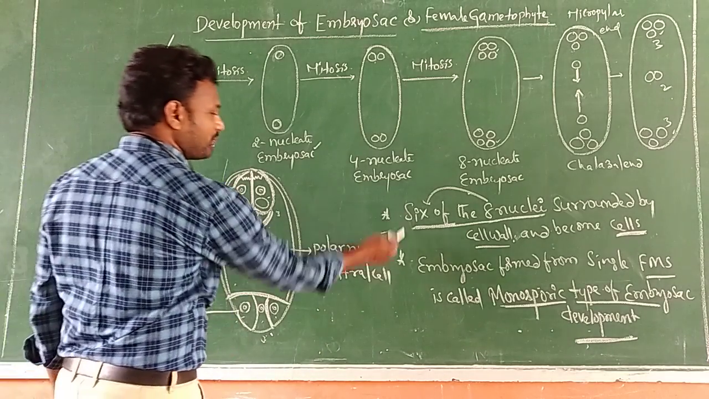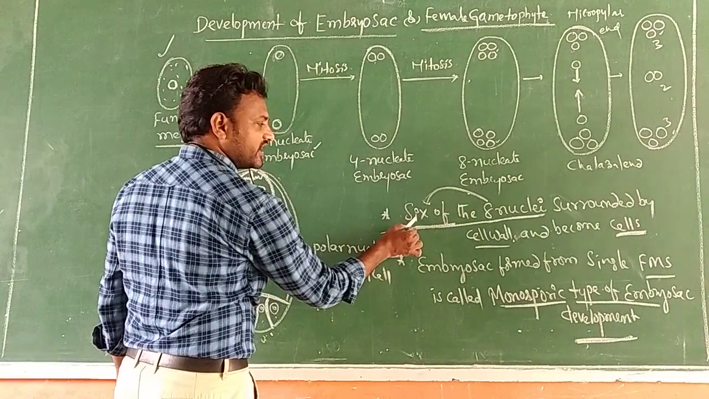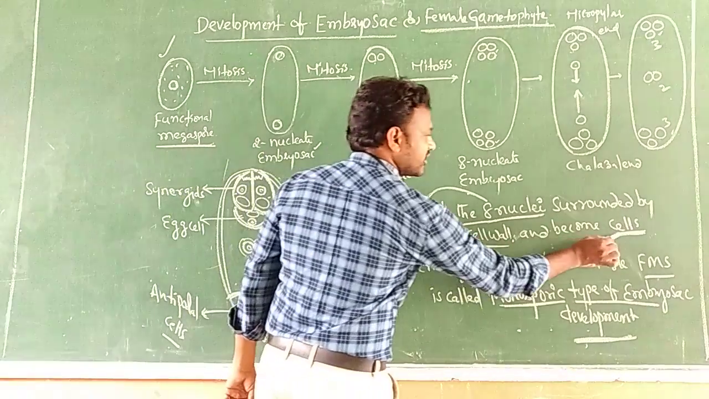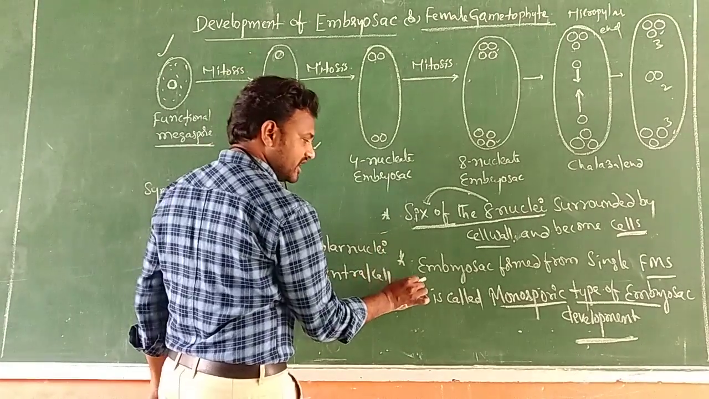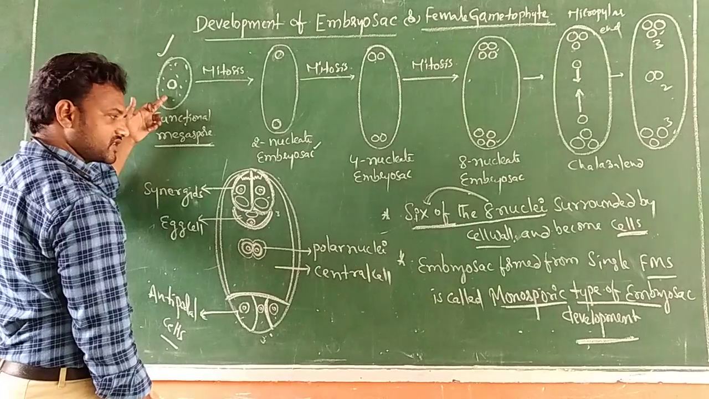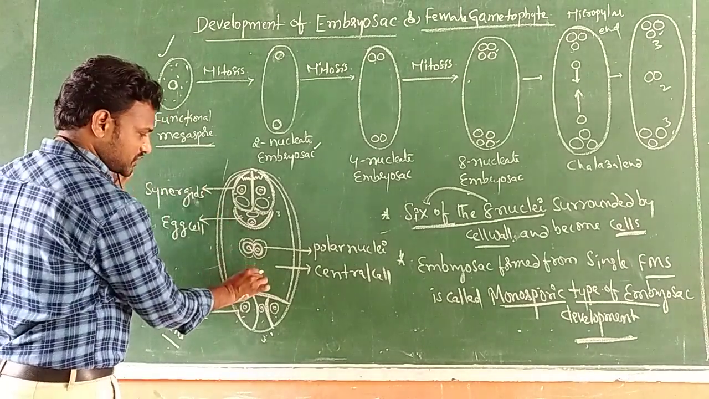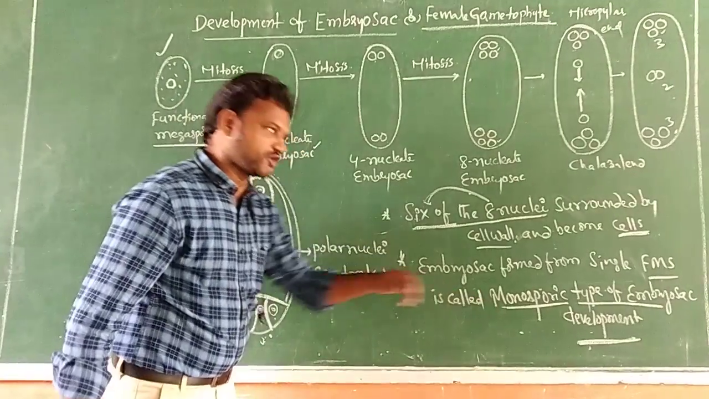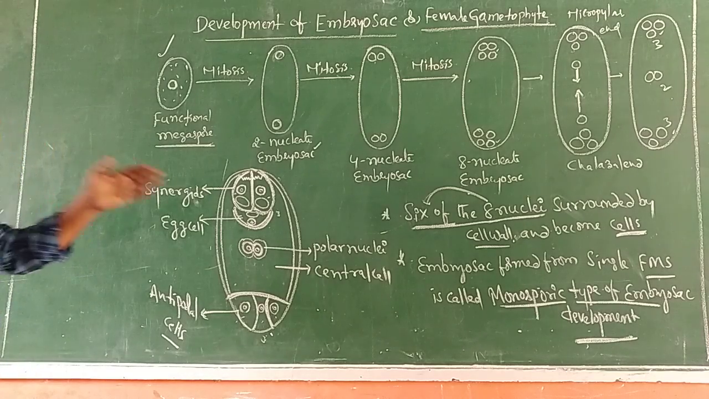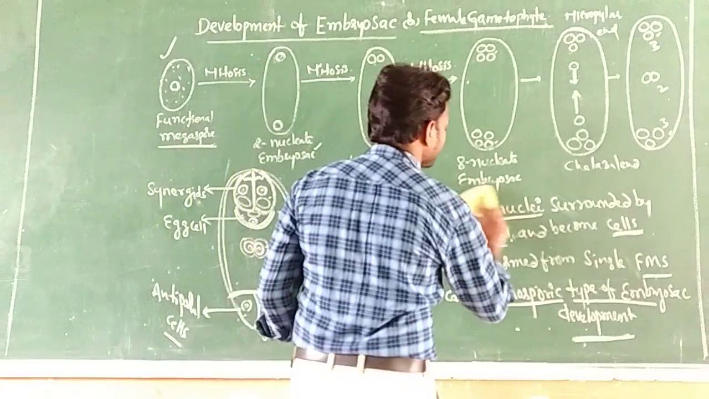You observed here the 2 points. One is total 8 nuclei. Out of 8 nuclei, 6 nuclei are surrounded by the cell wall. That's why they are regarded as cells, and the embryo sac is formed. This embryo sac is formed from which one? A single functional megaspore. Such type of development is called monosporic type of embryo sac development. These are the 2 important points.